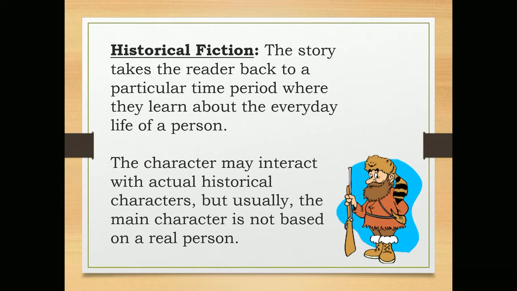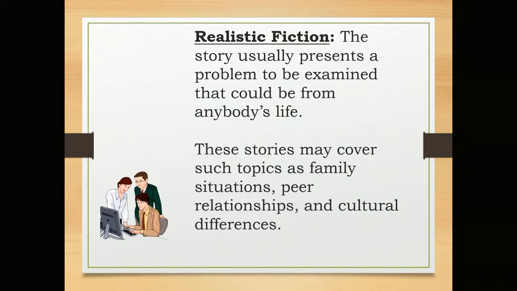First type, historical fiction. The story takes the reader back to a particular time period where they learn about the everyday life of a person. The character may interact with actual historical characters, but usually the main character is not based on a real person. Second, realistic fiction. The story usually presents a problem to be examined that could be from anybody's life. These stories may cover such topics as family situations, peer relationships, and cultural differences.